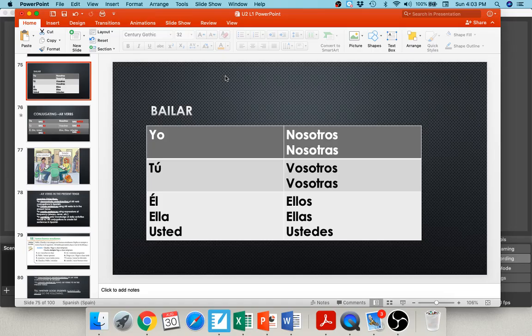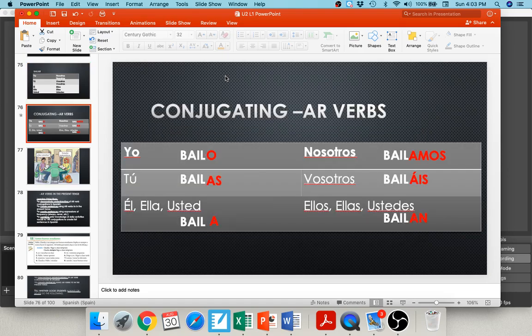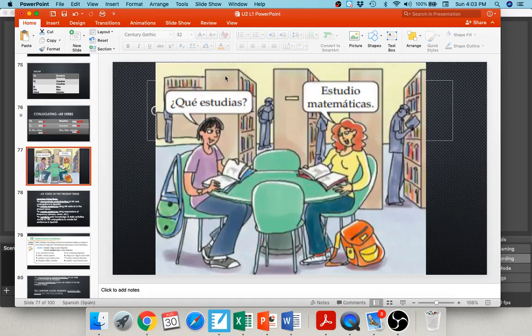Okay, let's check this one together. So bailar, to dance. As we go to conjugate bailar, take off your AR, carry down your BAIL in all of the boxes. Next, we need to add our appropriate AR endings. So o, as, a, amos, áis, and an. In this case, you get bailo, I dance. Bailas, you dance. Baila, he or she dances. Bailamos, we dance. Bailáis, you all dance. And bailan, they dance.